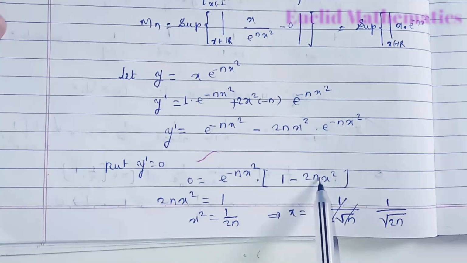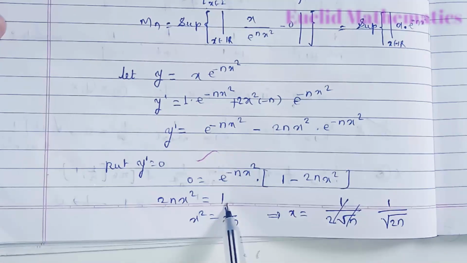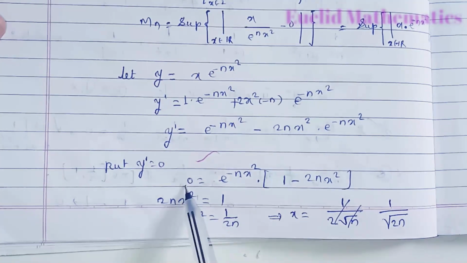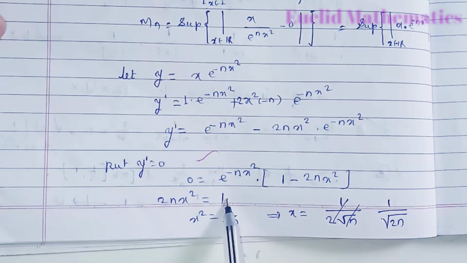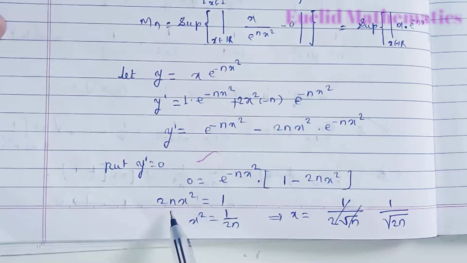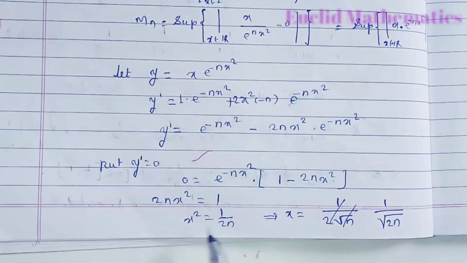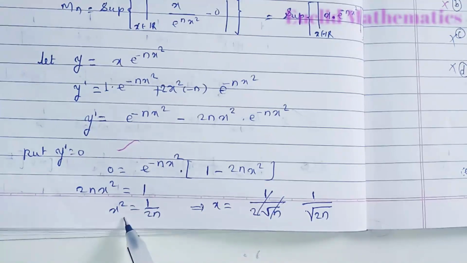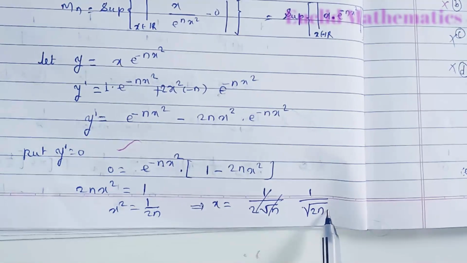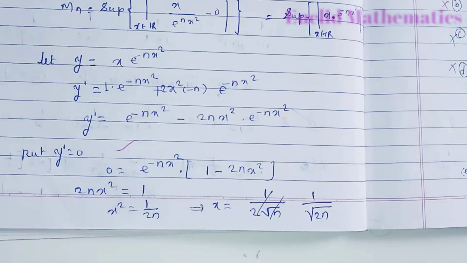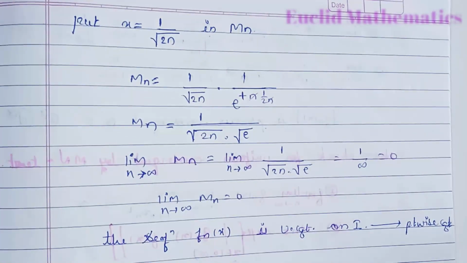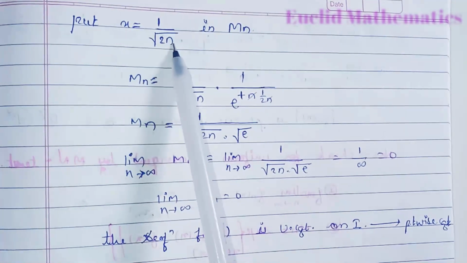So 2nx square is equal to 1. I took 1 to the other side, so 2nx square equals 1. Now find the value of x square. So 2n goes to the other side, x square is 1 by 2n. I want the value for x, so removing the square root, x is 1 upon root 2n. Go for the next step. Here I got the value for x as 1 by root 2n.